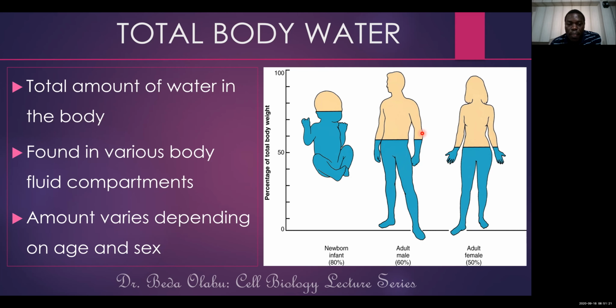So the key thing in this slide is for you to know that babies have more water than adults. Men have more water than females for the adults. Our reference is this one. And so whatever you're going to calculate today, we will be referring to the physiological one, which is 60%. That 60% of adults is made up of water.